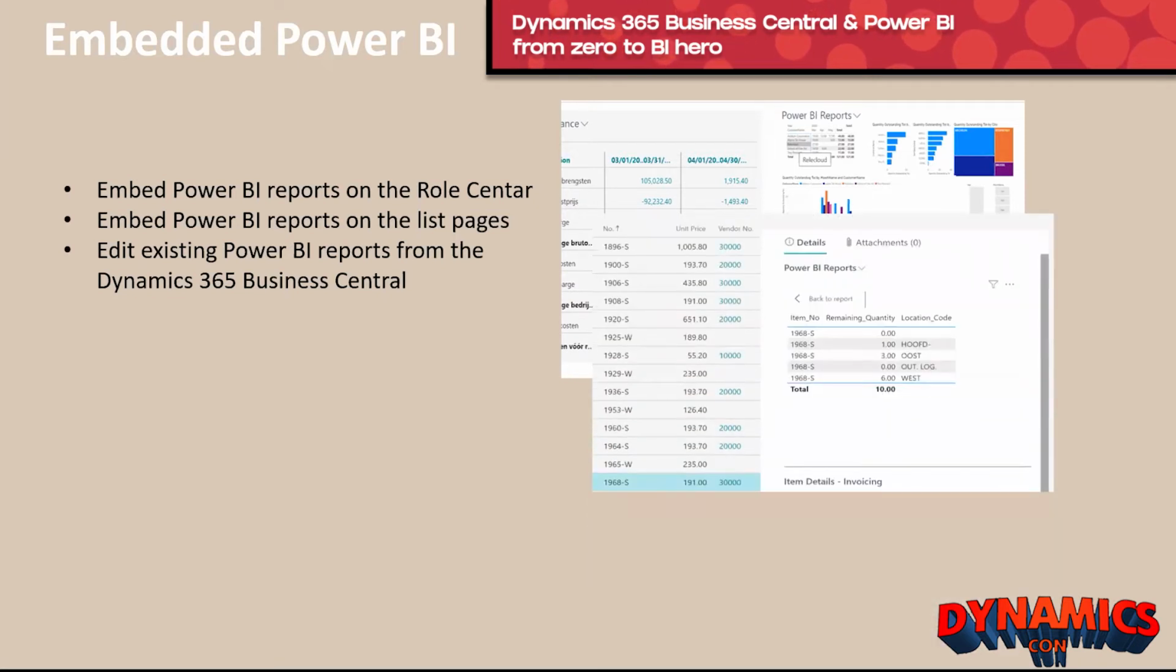What is also a very nice and interesting feature is that you can embed Power BI reports on the list pages, such as items, customers, and vendors. For example, you will see in the demo that I will create one Power BI report, which will show me the inventory item quantity per inventory, per location. And as I go through the list, it will contextually filter this Power BI report.